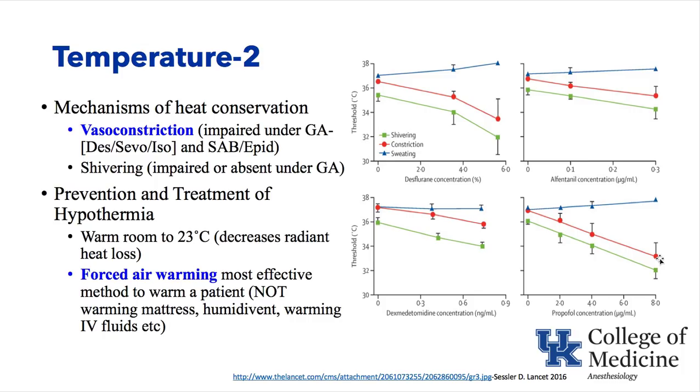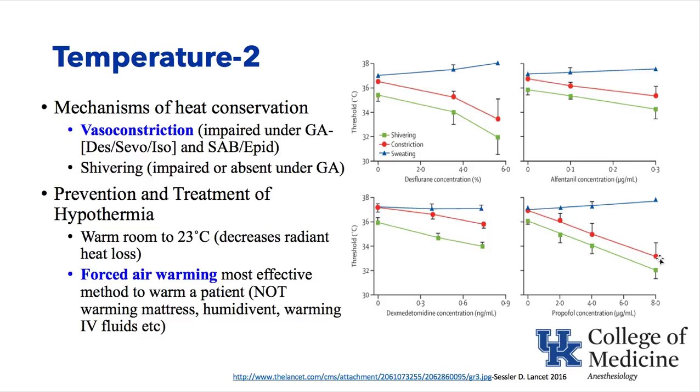Mechanisms of heat conservation include two things, vasoconstriction being one of the main ones, and that's impaired when you're under general anesthesia with our inhaled volatile anesthetics like DES and SIVO and ISO. And it's also impaired by spinal anesthesia and epidural anesthesia. The graphics on the far right are showing the effects of desflurane on shivering in green, on constriction of blood vessels in red, and on sweating in the blue. And you can see that desflurane very much impairs the threshold for vascular constriction and sweating.